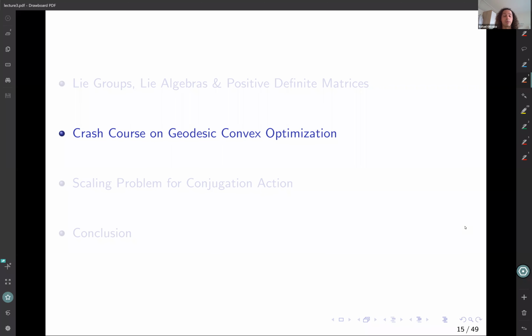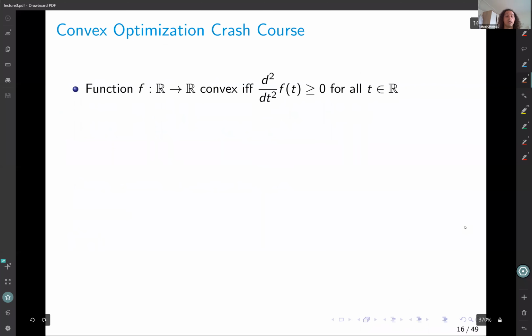All right, so now that we just gave a very brief, bird's eye overview of Lie groups, Lie algebras, and the positive definite matrices, and we saw the geodesics, let's talk about a crash course on geodesic convex optimization. Before we talk about optimization over geodesics on the positive definite manifold, let's review the standard convex optimization that you already saw a little bit, Akshay applying that to the matrix scaling problem.